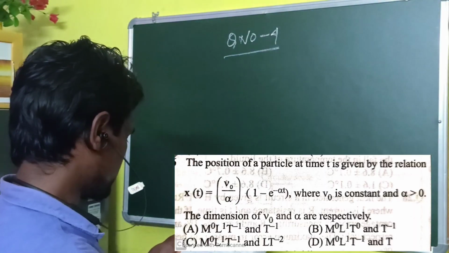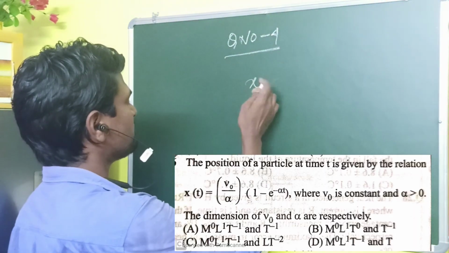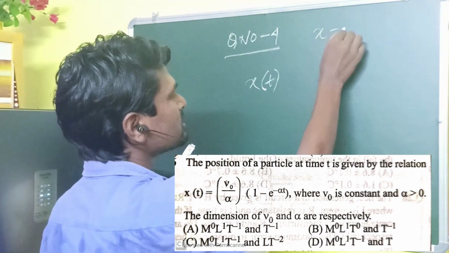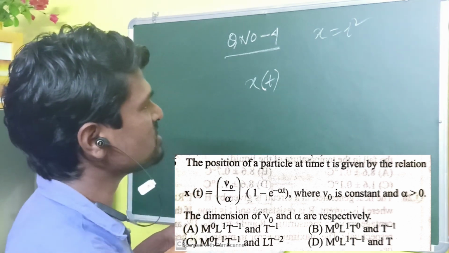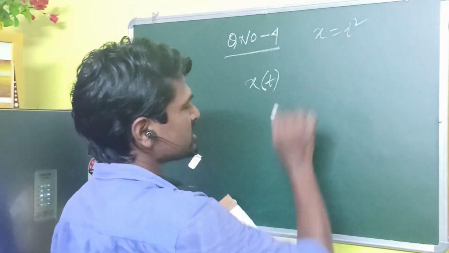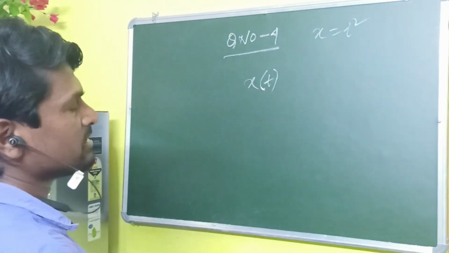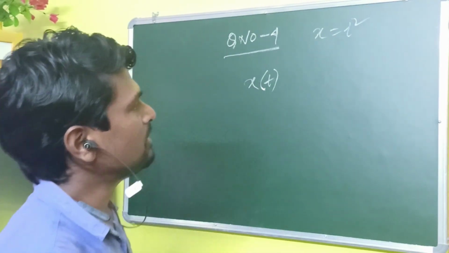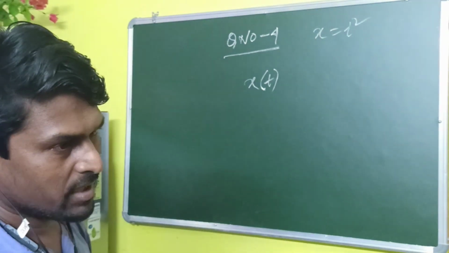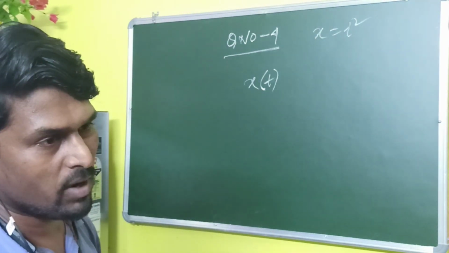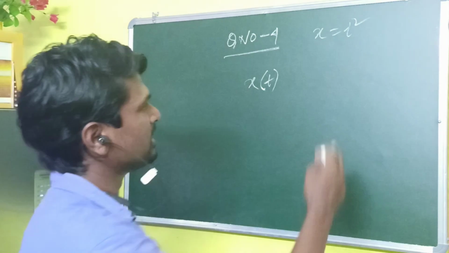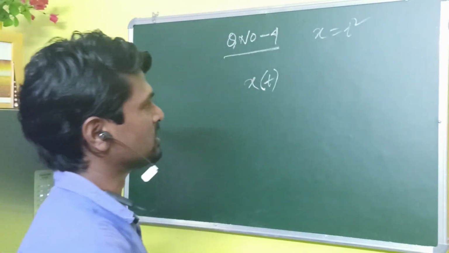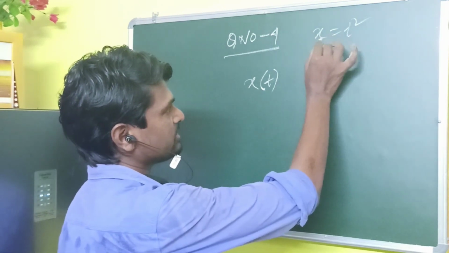So x is a function of t. What is a function? You know that x is a function of t means, suppose, students, x equals t square, and if you change the value of t, if you place 2 in place of t, then you get the value of x, that is 2 square, that is 4. So t is the independent variable, meaning you can put any value in place of t, but x will be according to t. So x is dependent, and it depends upon t.